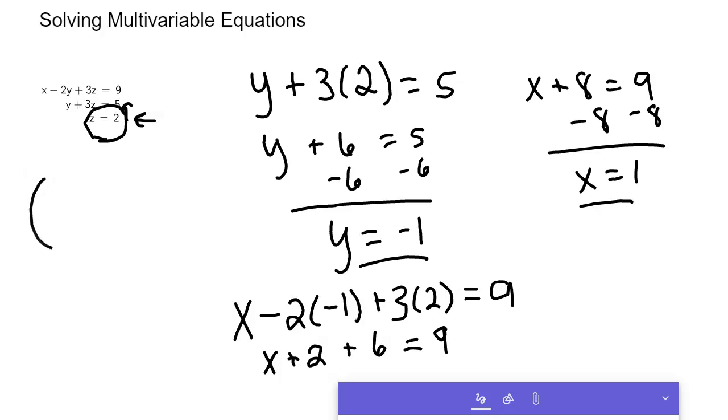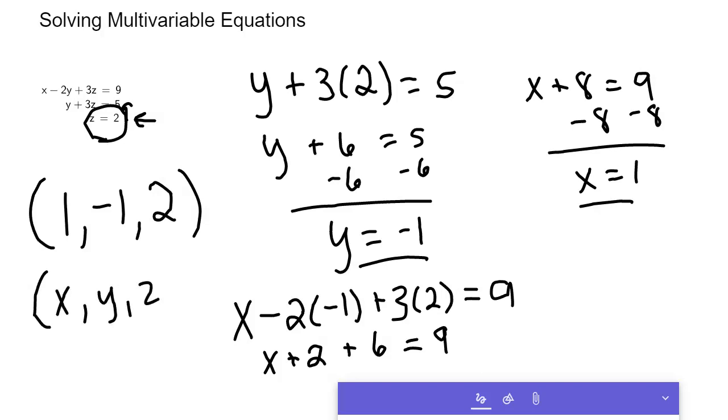And so we typically write these as what's like an ordered pair, but we've got three dimensions now. And so we've got 1, -1, and 2. And so that's just x, y, z.